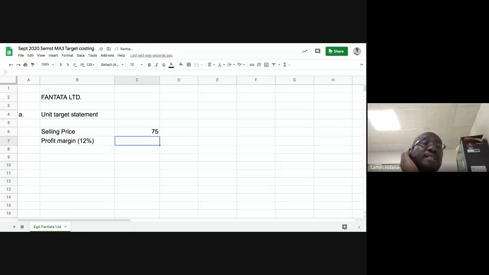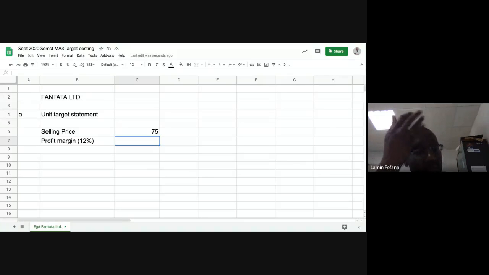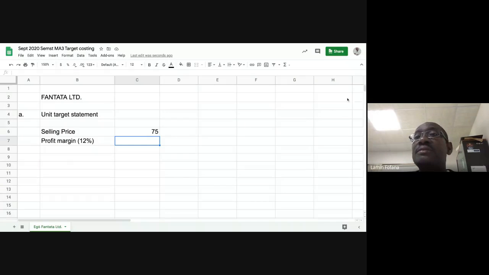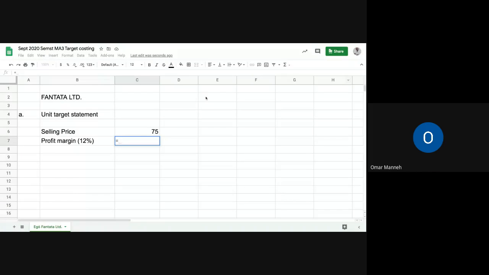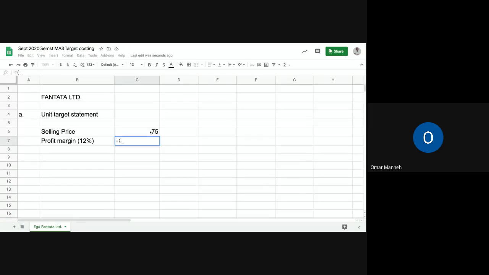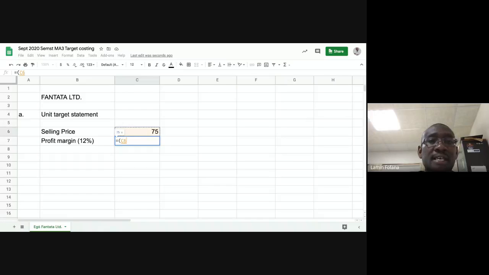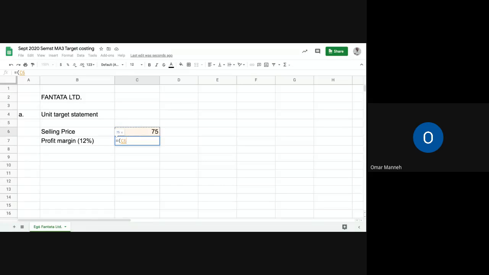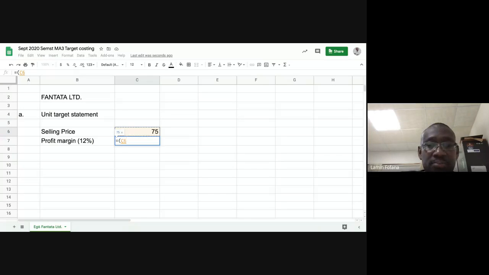So how do we calculate 12% here? What formula do we put here to calculate our 12% on the selling price? Omar, can you lead us? Equals. Bracket open. You click cell C6. C6, times 12%. I say multiplied by, and the multiplication sign is the key on top of 8, the one that looks like a star, okay? So the star is the multiplication sign in both Google Sheets and Excel, okay?